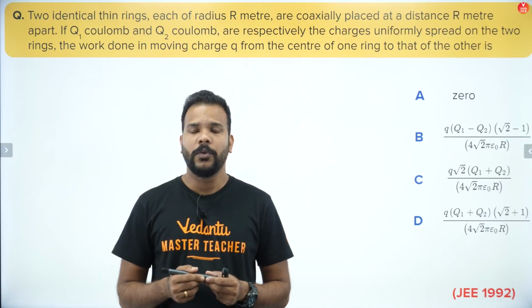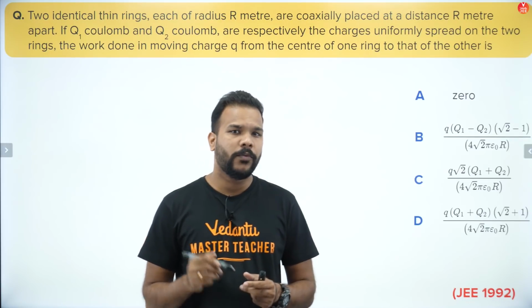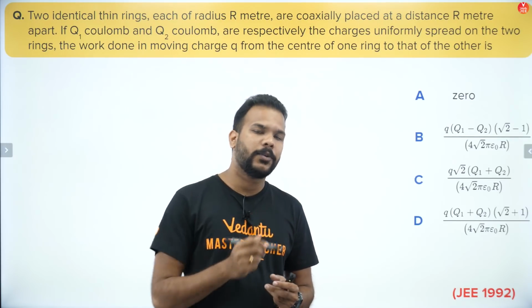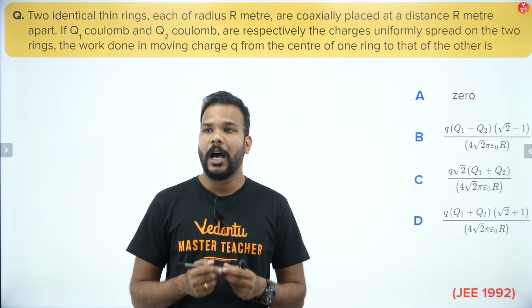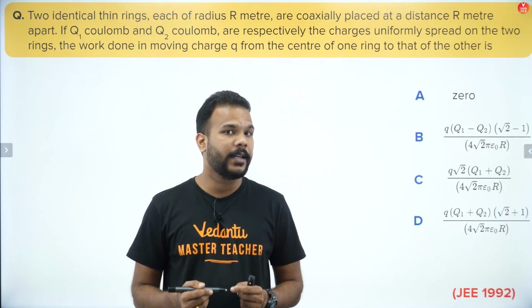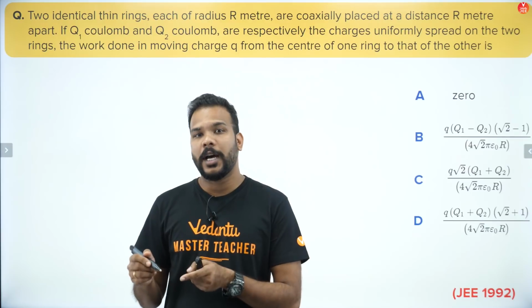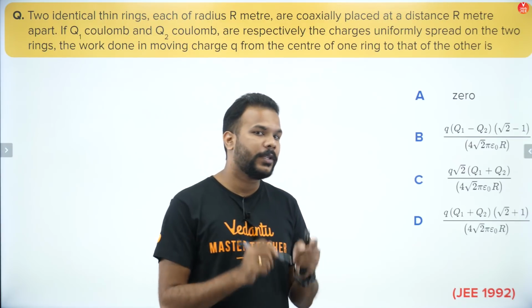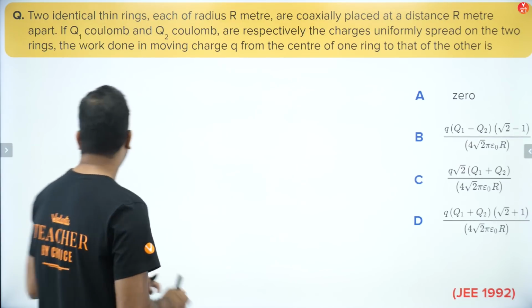We have to take a charge small q from the center of one of the rings and take it to the other ring, and find out how much work will be done by the external agent in taking the charge from the center of one ring to the other one. So let's try to solve this question.